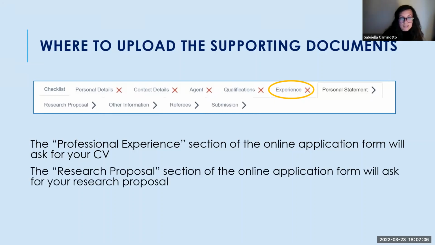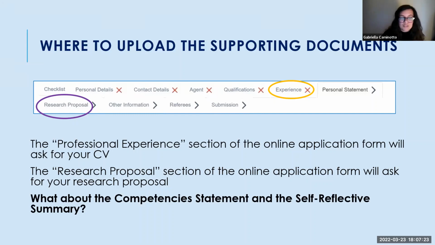The research proposal section of the online application form will ask you for your research proposal. However, this is not a compulsory document, but it is compulsory for our own application process. So do make sure that you upload your research proposal here. What happens to the other 2 documents, the competency statement and the self-reflective summary?